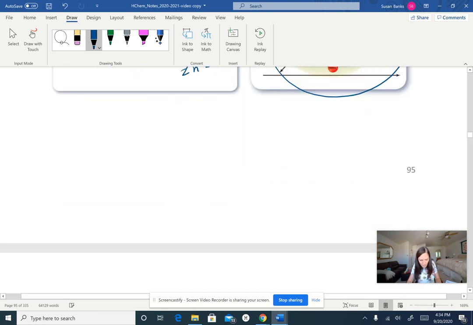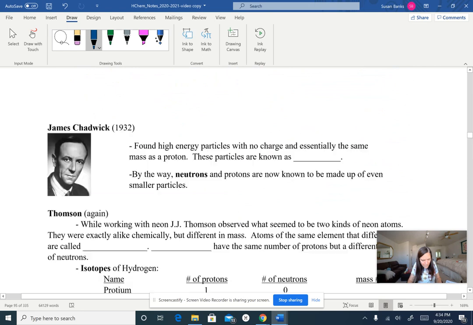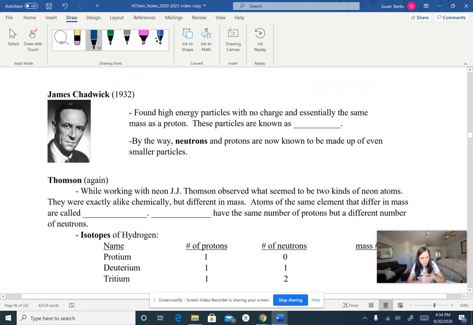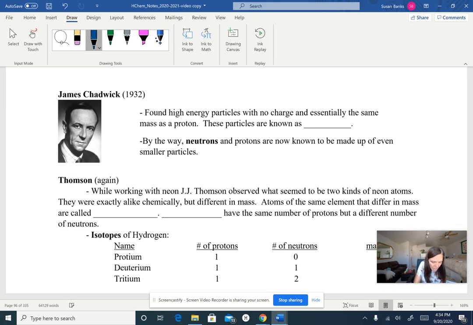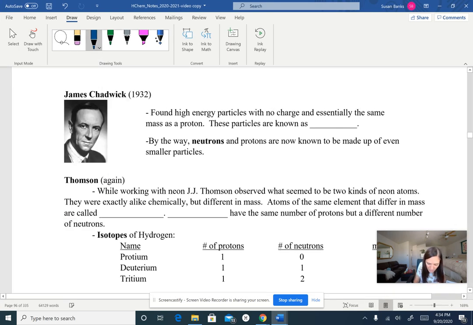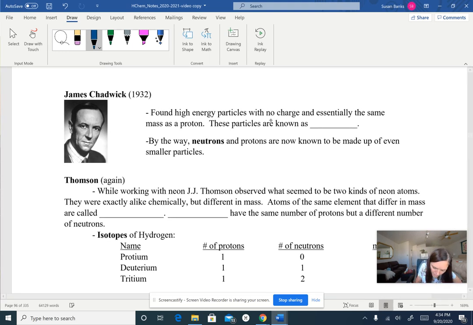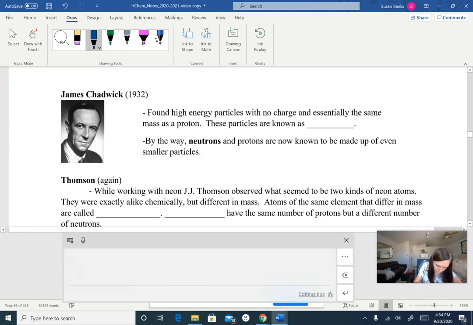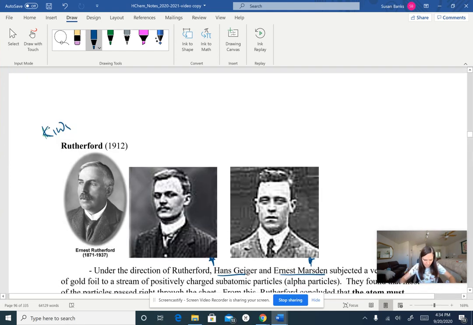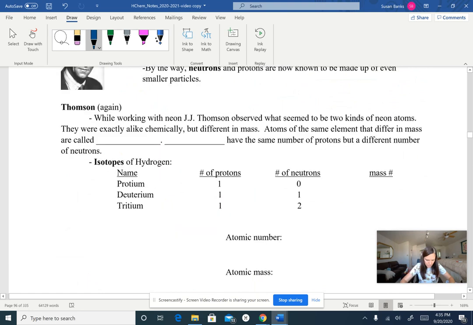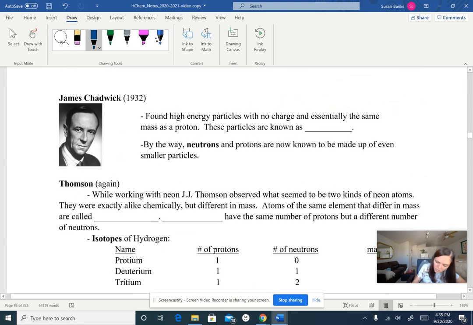Okay, so then we have another British guy about 1932. We're now within 100 years. He found high energy particles with no charge whatsoever. So when we had no charge whatsoever, it essentially had the same mass of a proton. And these are known as neutrons. So these no charge particles are called neutrons.